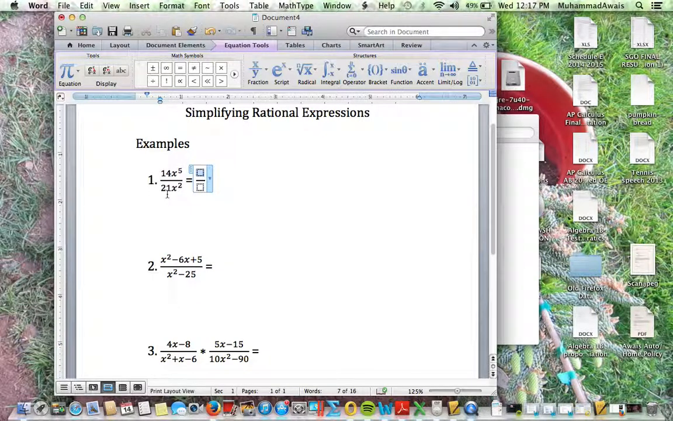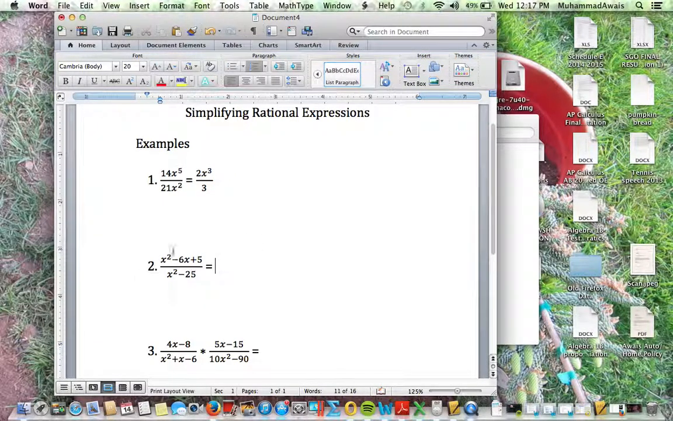14 over 21. What do they both have in common? 7. How many times 7 go in 14? 2. How many times 7 go in 21? 3. Now let's take a look at the exponents. X to the fifth over x squared. How do we go about doing this? Anyone? Well, with division of exponents, all we have to do is a little subtraction of those exponents. 5 minus 2. X to the third. Lovely. Done. We've done that before.